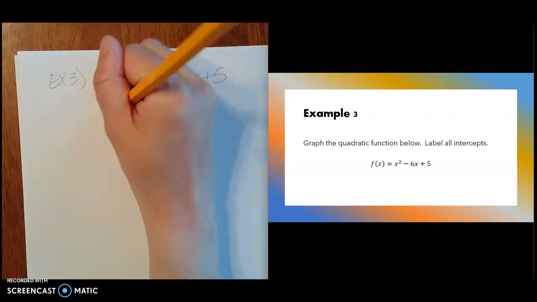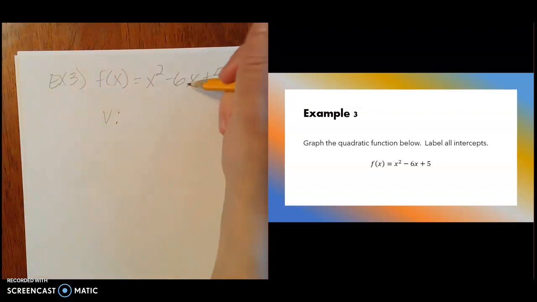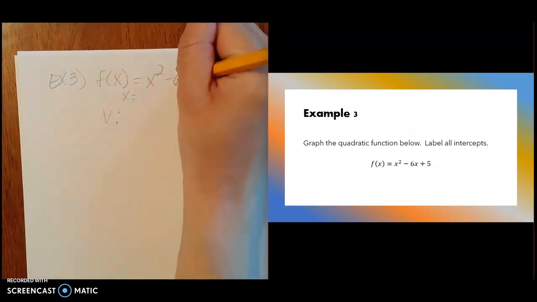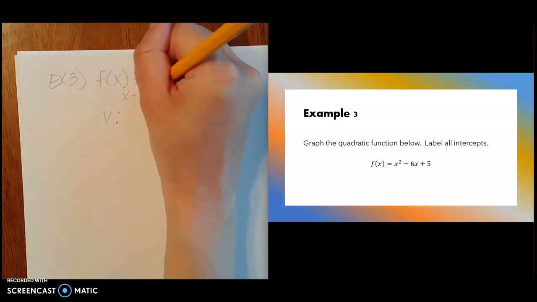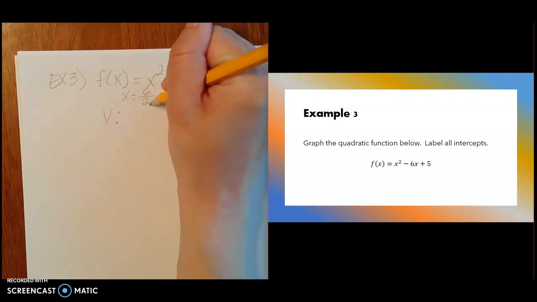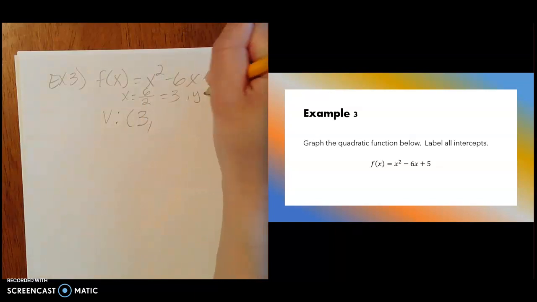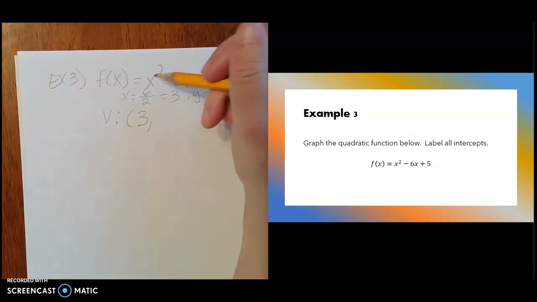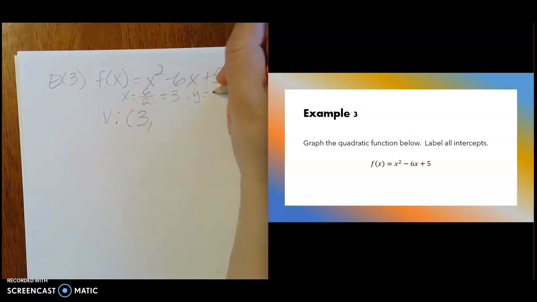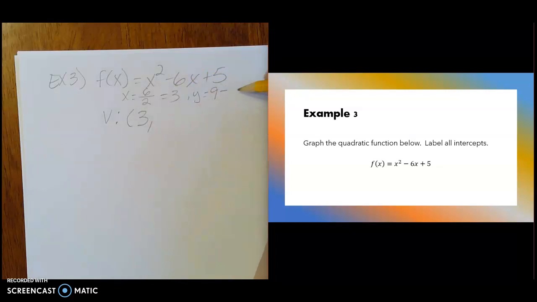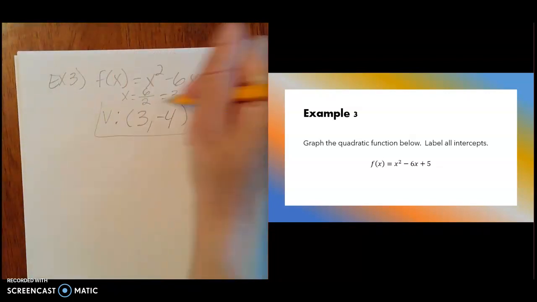Alright, so we talked about finding the vertex. For the x value, we're going to do the opposite of b, so the opposite of negative 6 is positive 6, over 2a, 2 times 1 is 2, 6 divided by 2 is 3. So there's our x-coordinate of the vertex. For the y-coordinate, we're just going to substitute 3 in for x into our equation. So 3 squared is 9 minus 6 times 3 is 18, and we have a plus 5. So 9 minus 18 would be negative 9. Negative 9 plus 5 would be negative 4. So there's your vertex at 3, negative 4.